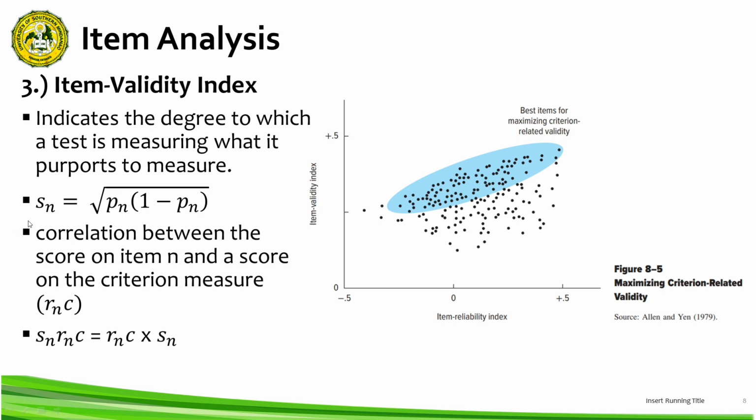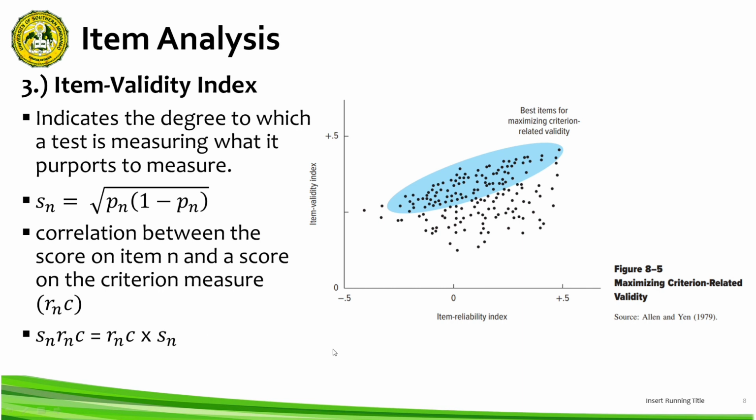Sa pag-solve ng item score standard deviation, ito ang formula na gagamitin. Standard deviation of item n is equal to the square root of item difficulty, or p sub n, times 1 minus p sub n. Ito naman ang formula sa pag-solve ng item validity index. Item validity index is equal to the correlation between the score on item n and a score on the criterion measure times the item score standard deviation.